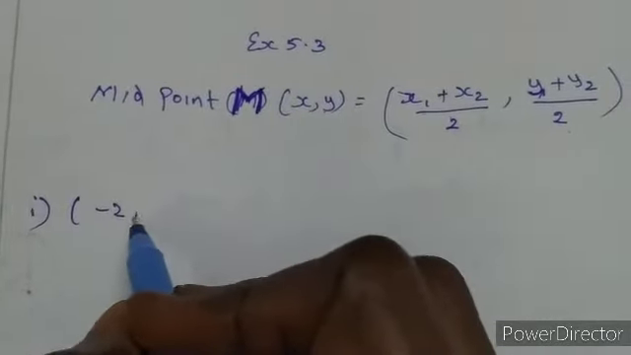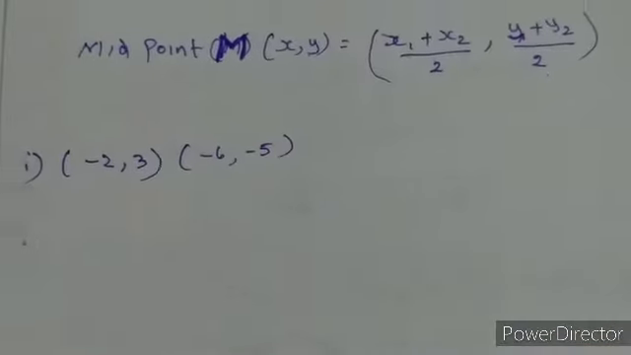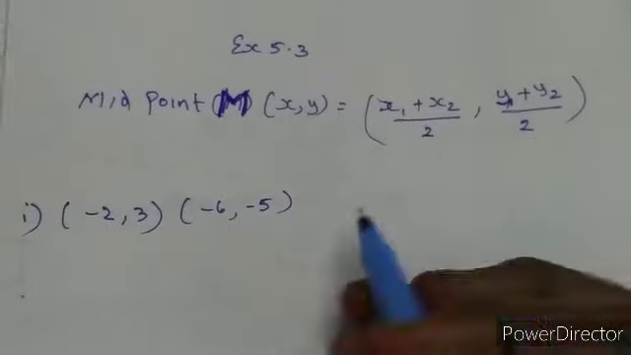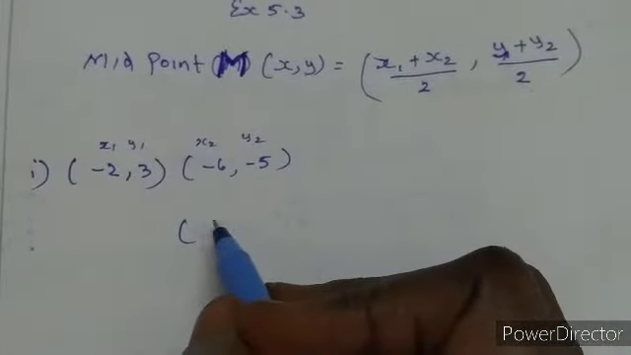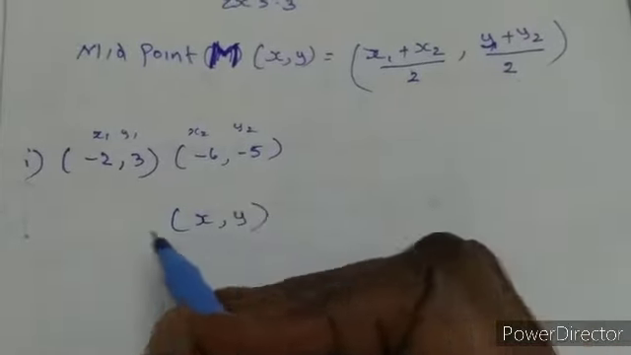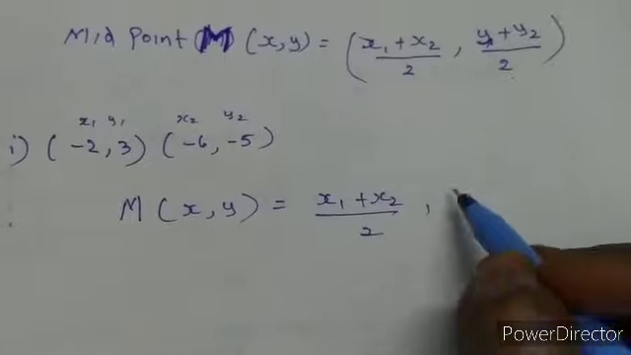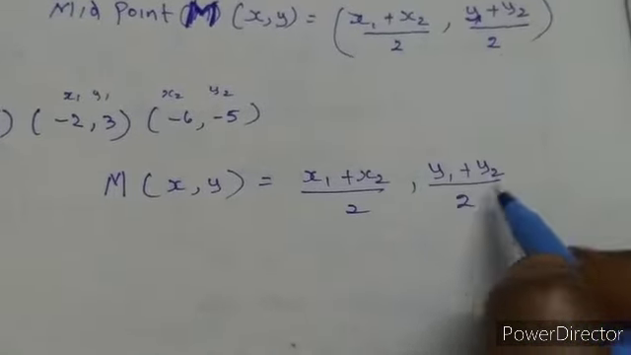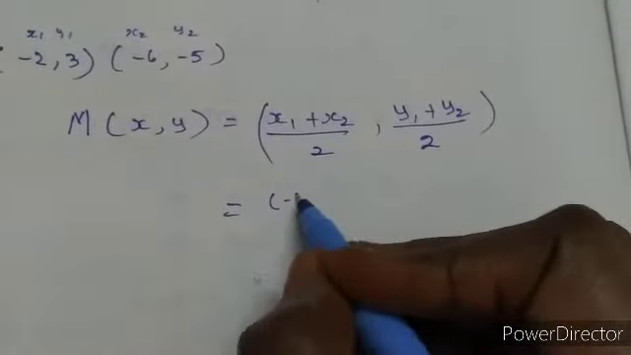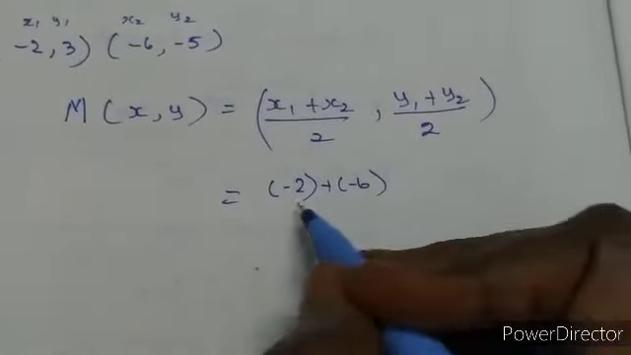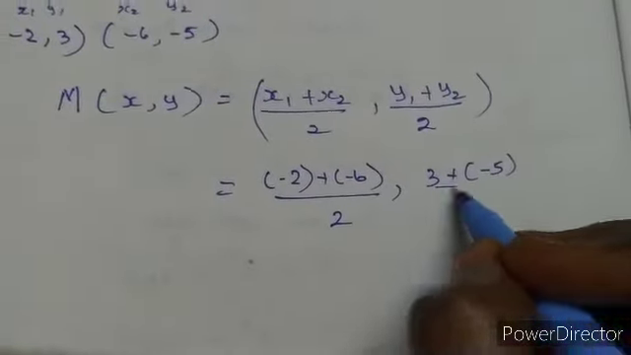The given points are (-2, 3) and (-6, -5). Let's substitute the values in the given formula. Here it is x1, y1, x2, y2, and the formula for (x, y), the midpoint of the given points, is x1 plus x2 divided by 2, y1 plus y2 divided by 2. So, (-2 plus -6) divided by 2, (3 plus -5) divided by 2.